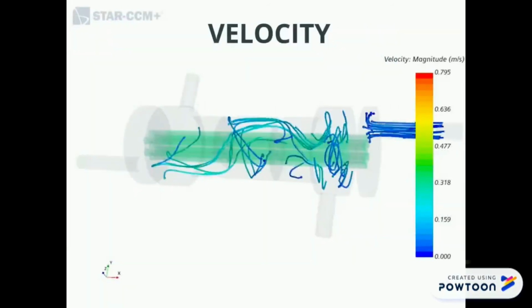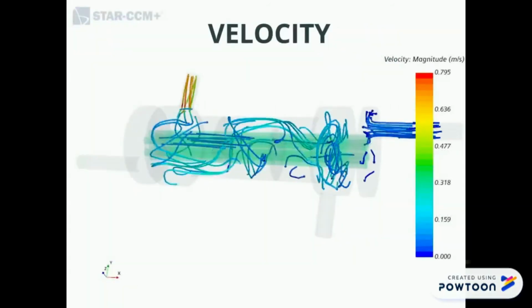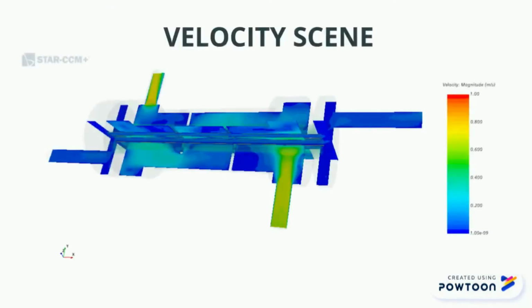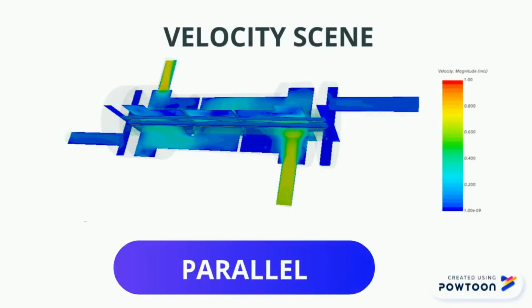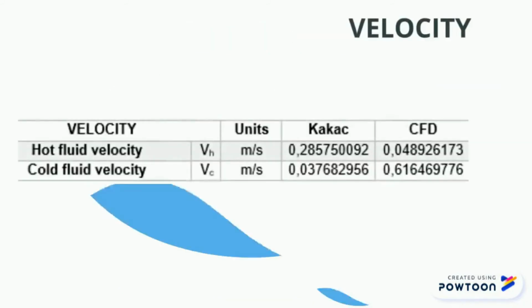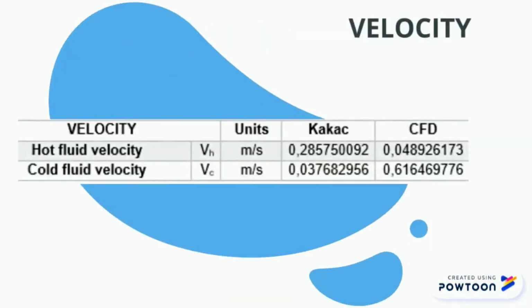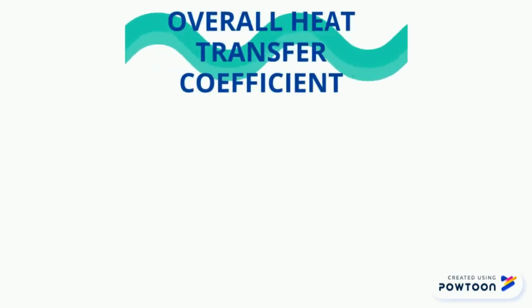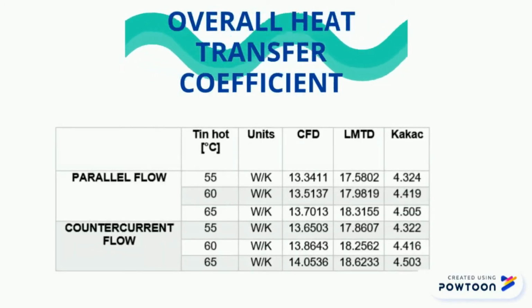The velocity profiles obtained from the simulation in the STAR-CCM+ software are detailed with the figures shown on the screen. It can be seen that these profiles remain relatively constant at different operating temperatures. The global heat transfer coefficient values obtained by the three calculated methods have the same order of magnitude, which means that results are consistent with each other.